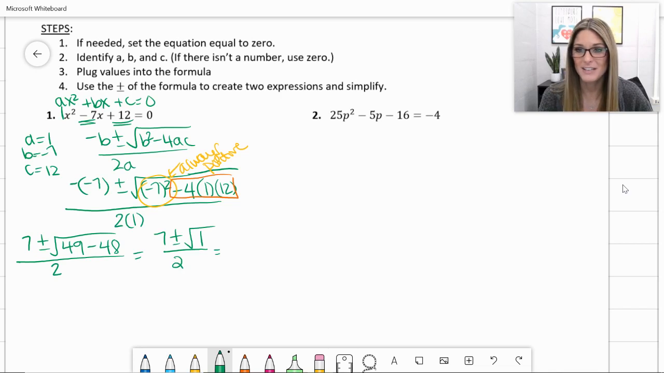I can even evaluate that square root of 1, right? That's a perfect square. That's going to be 1. 7 plus or minus 1 over 2. Okay, time out. We have two answers here. Maybe you've been wondering, what's that plus and minus, Miss Bryan?